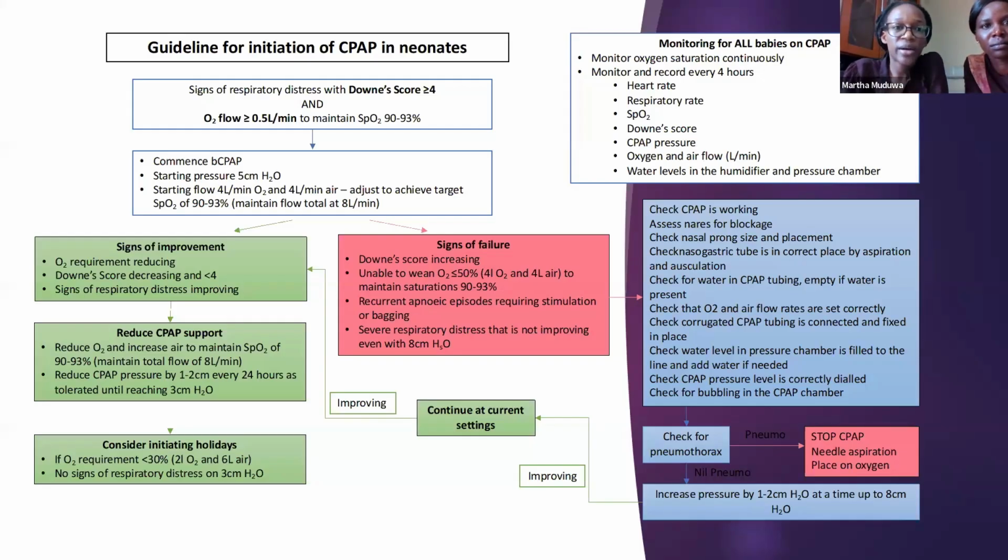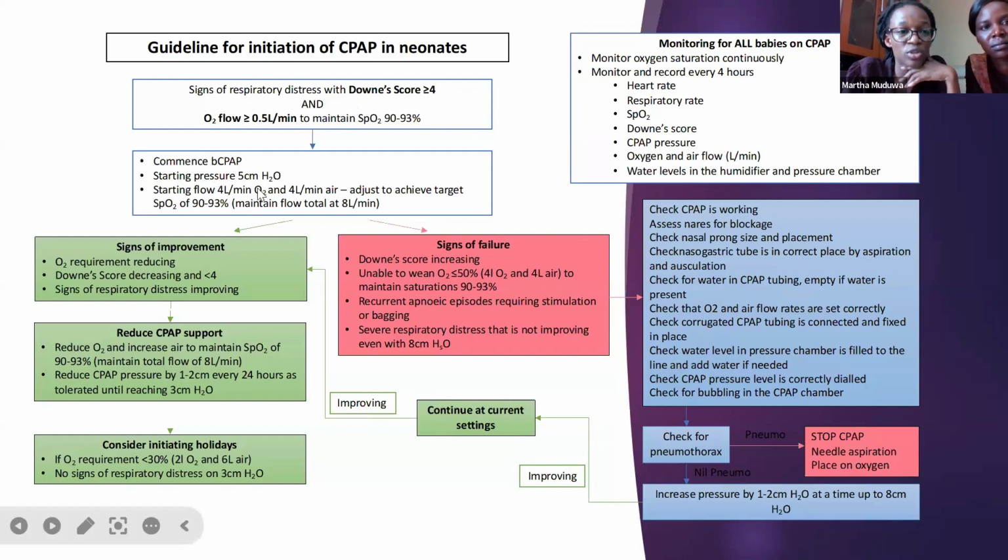First we start by assessing that neonate, and you get your Downes score that Mary alluded to as well. If your Downes score is greater than or equal to 4, then that's an indication for you to start the CPAP. You'll start at a lower pressure of 5 centimeters, with 4 liters of oxygen and 4 liters of air. We mentioned that was about 50% FiO2.